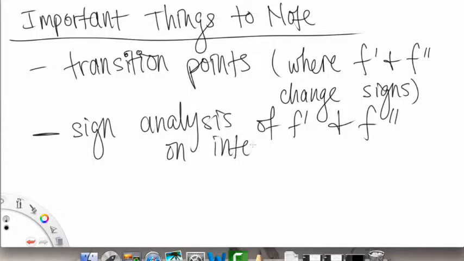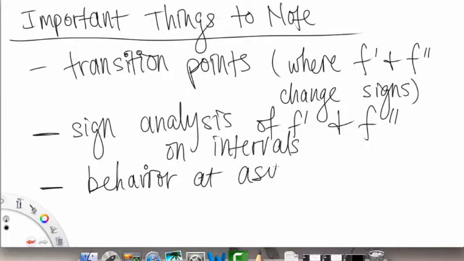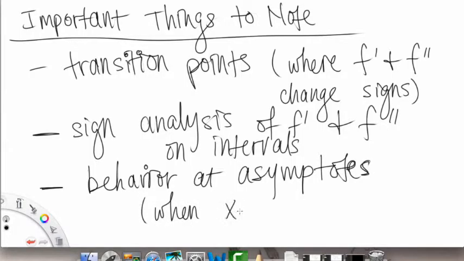So in what intervals. And one of the last things to note, amongst other things, is the behavior at asymptotes. Asymptotes meaning vertical asymptotes, horizontal asymptotes, anything like that, when x is going to either negative infinity or positive infinity as well.